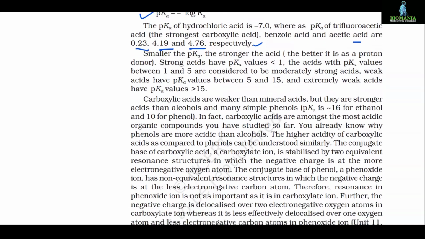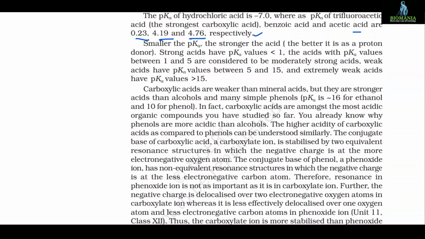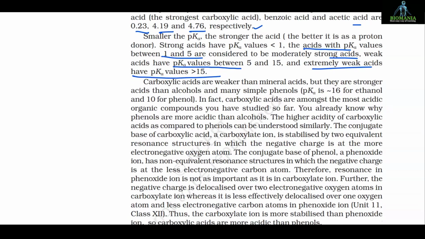The smaller the pKa, the stronger the acid, the better it is as a proton donor. Strong acids have pKa values less than 1. The acids with pKa values between 1 and 5 are considered to be moderately strong acids. Weak acids have pKa values between 5 and 15, and extremely weak acids have pKa values greater than 15.